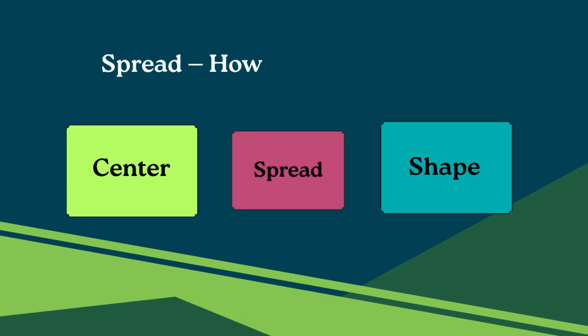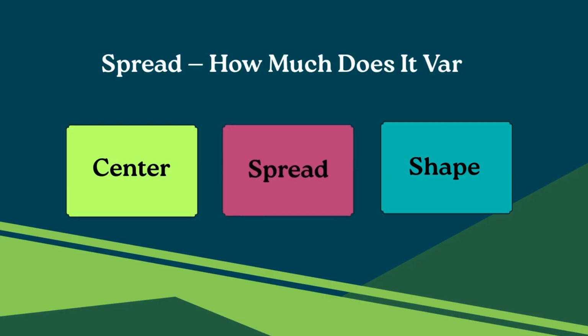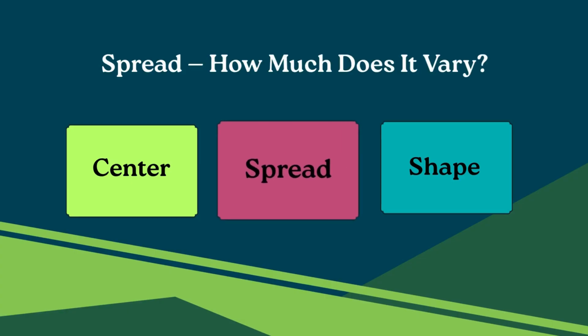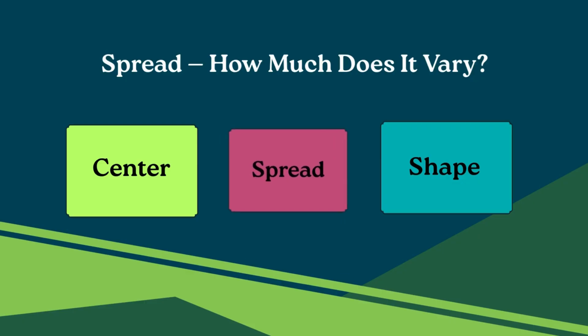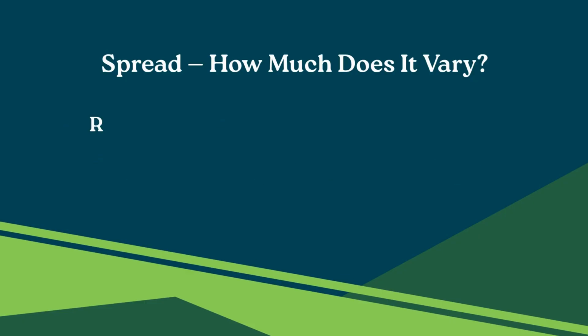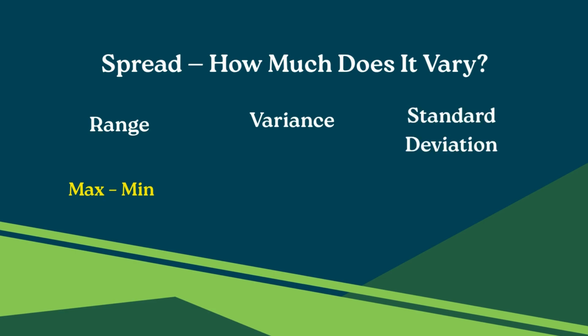Second, spread. How much does it vary? Now that we know what is typical, we also need to know how consistent or variable the data is. The simplest measure is range, calculated as maximum minus minimum. It shows how far apart your largest and smallest values are. But to understand variation more precisely, we use variance and standard deviation.